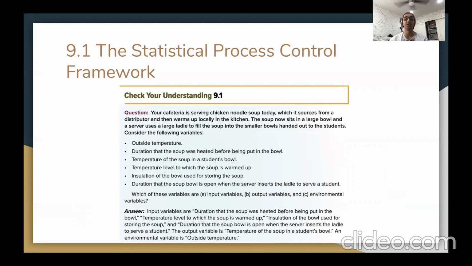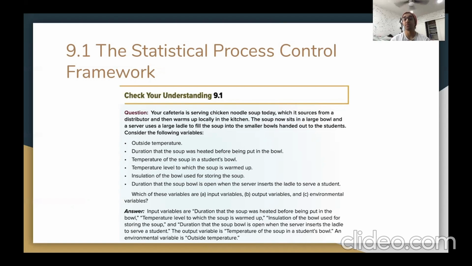So the input variables are duration that the soup was heated before being put in the bowl, temperature level to which the soup is warmed up, insulation of the bowl used for storing the soup, and the duration that the soup bowl is open when the server inserts the ladle to the student. And this is because we know that the output variable based on the question is what the student receives. So anything prior to what the student is getting are all input variables as to what kind of temperature the student might get. So that would include all the things I just said.